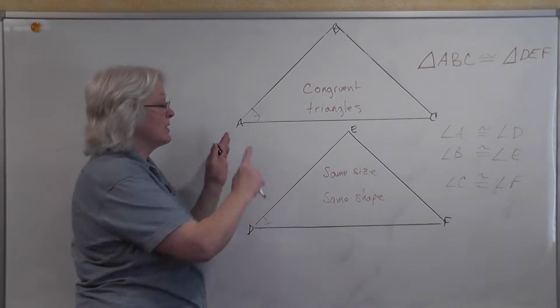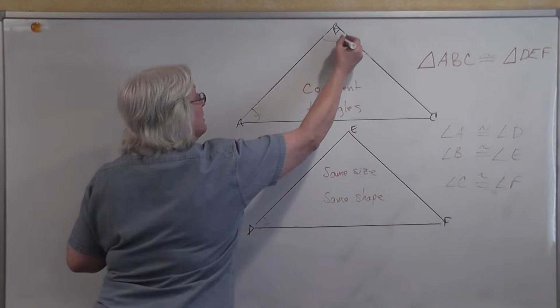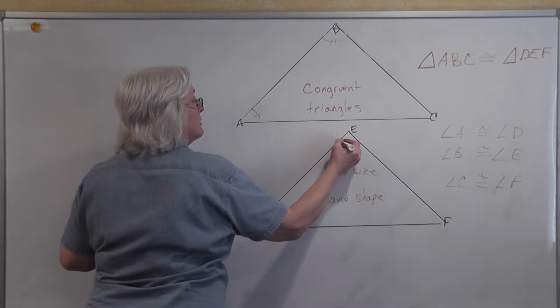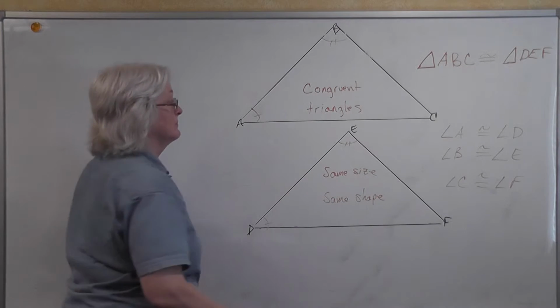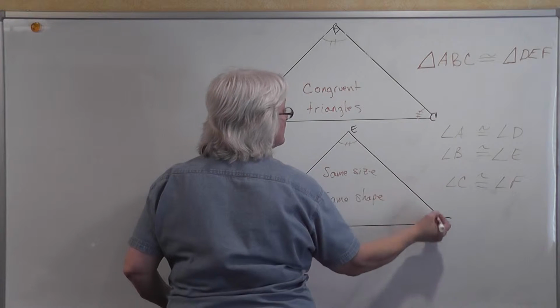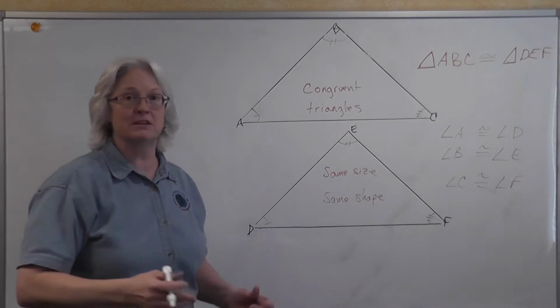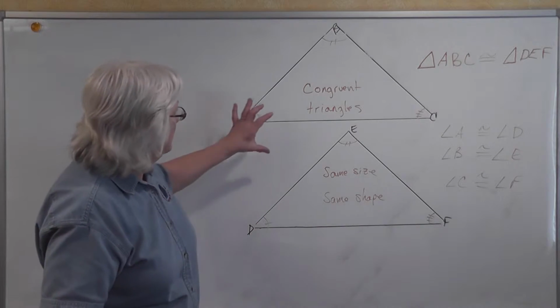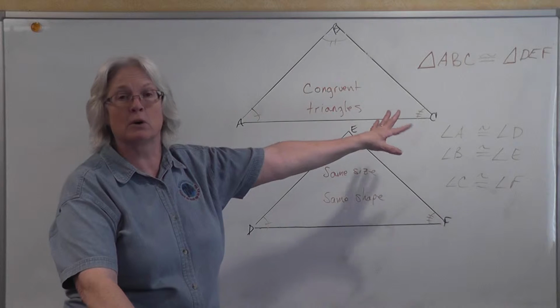I'm sorry, I misspoke. Angle A is congruent to angle D. Angle B is congruent to angle E. Angle C is congruent to angle F. So you see they're real creative here. 3 angles, 1 hash mark, 2 hash marks, 3 hash marks.